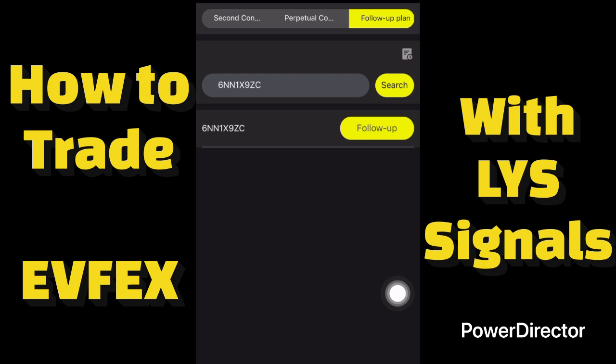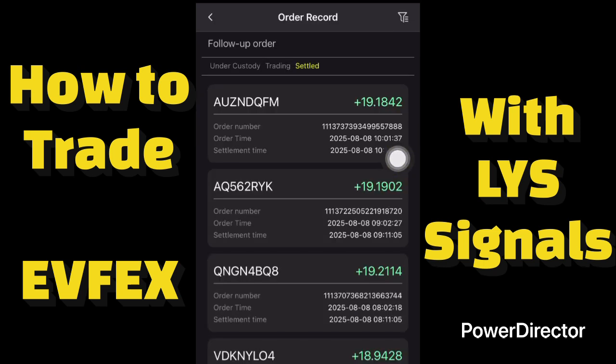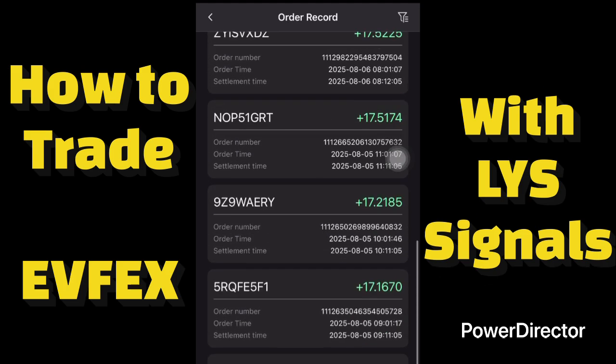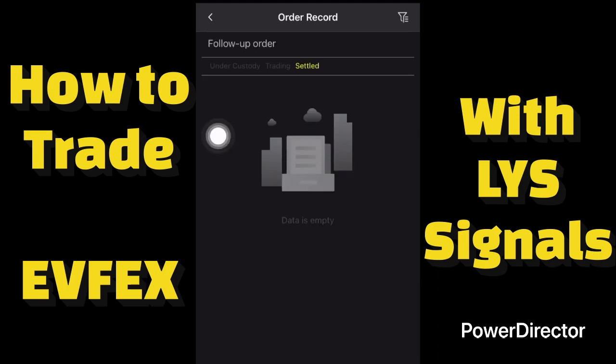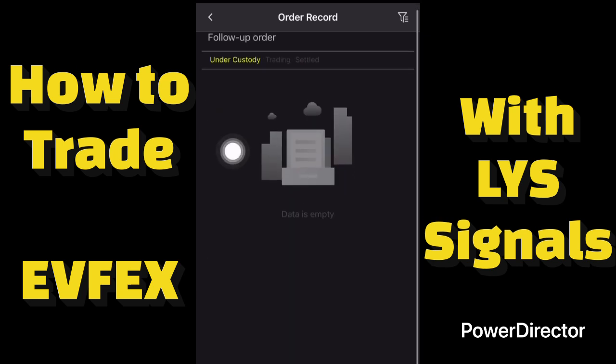Just click on the history over here, and you can see these are some of the codes I've been trading. There's a lot of codes I've traded since I joined the platform. What we traded currently is pending over here, and we need to wait a few minutes for it to be successful.